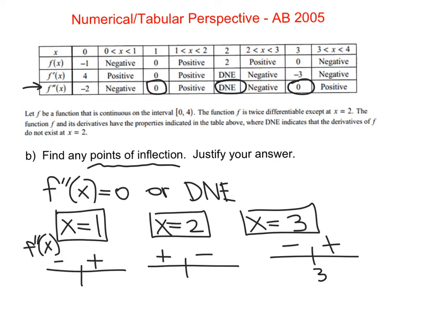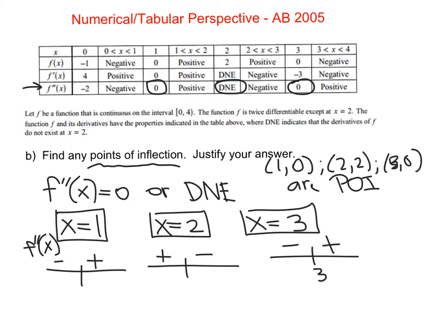So the 3 points of inflection, I probably should write the ordered pairs: it's going to be (1, 0), and then (2, 2), and then (3, 0). Sorry, my 3 doesn't look much like a 3. These are points of inflection since concavity changes at these points.